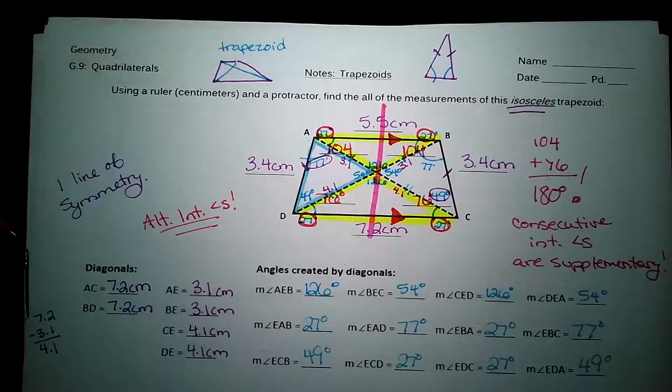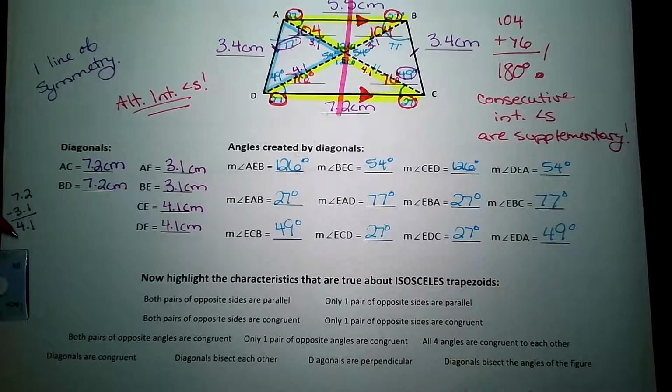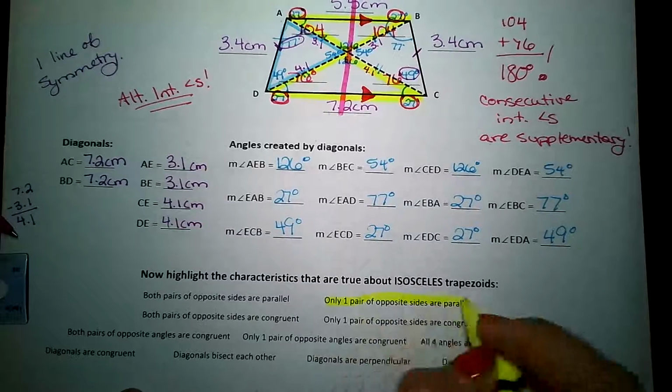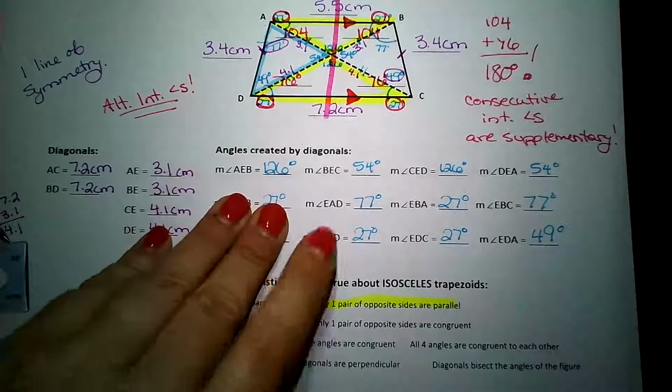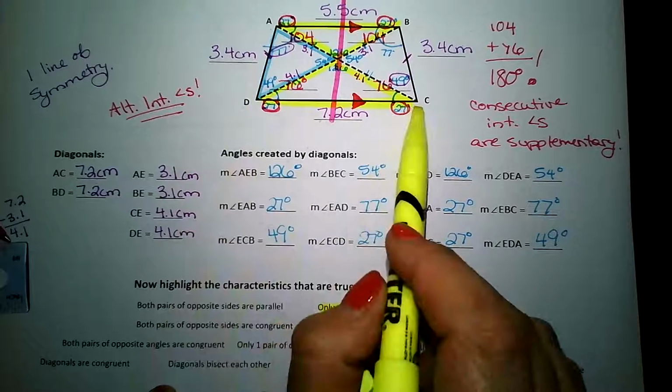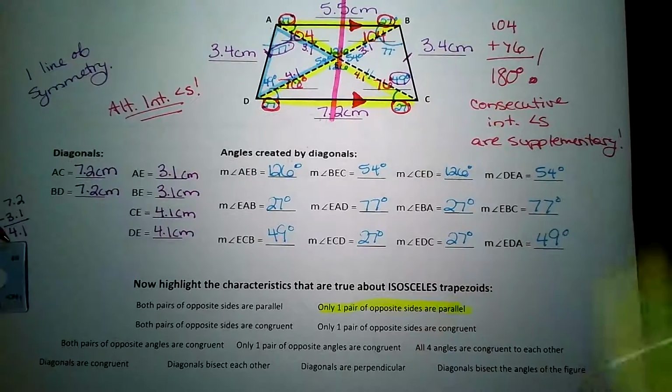What a beautiful puzzle. Let's go down here and highlight our isosceles trapezoid properties. Okay, both pairs of opposite sides are parallel? That's a big no this time. Only one pair of opposite sides are parallel, not both. Just the top and bottom in this picture, not the left and right.